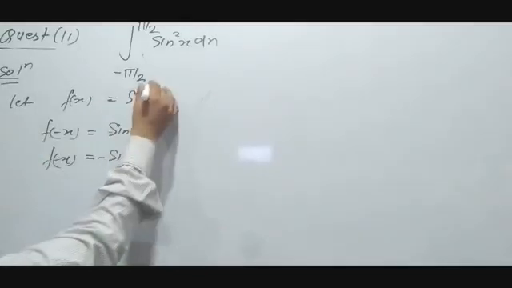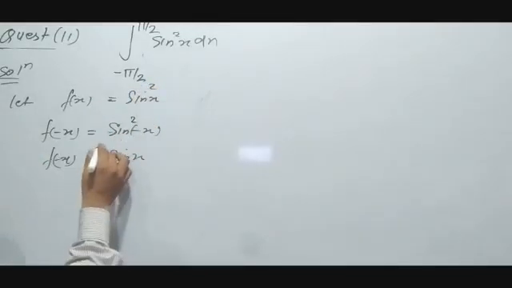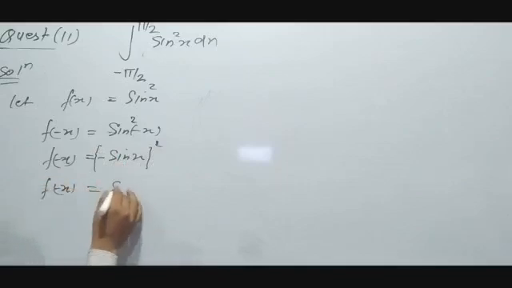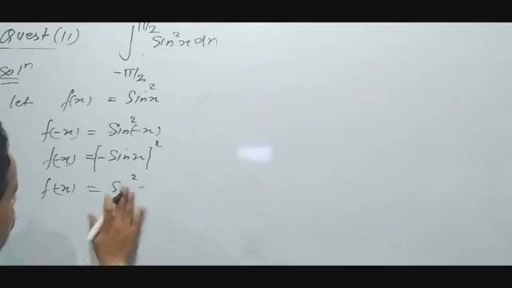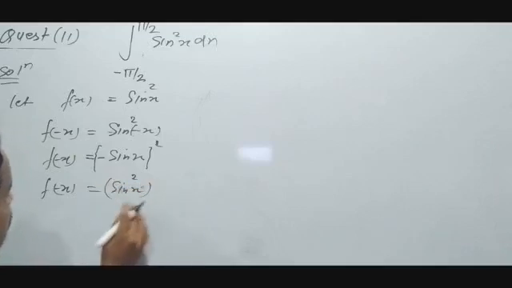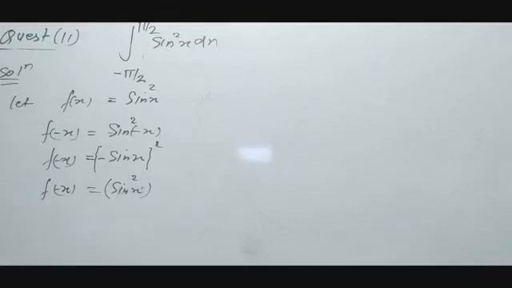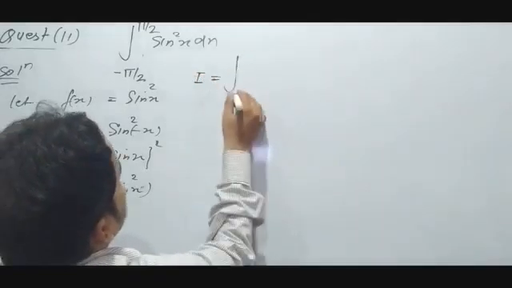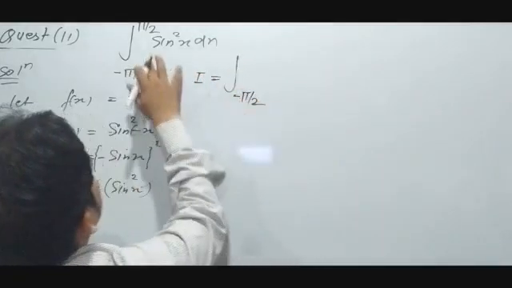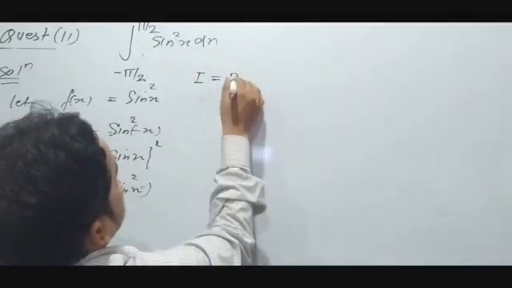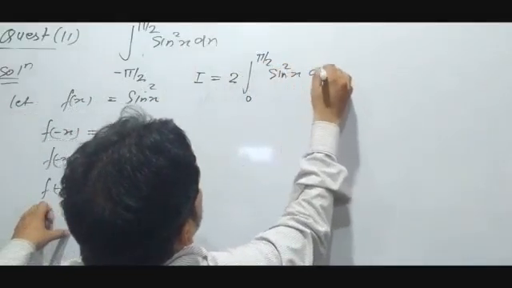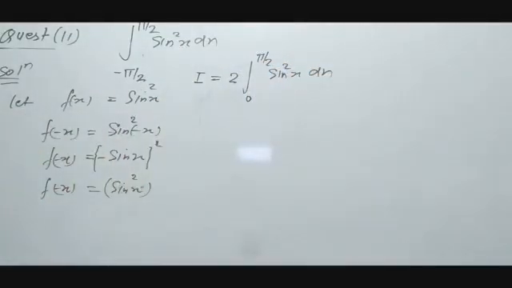Suppose you have taken sin square x, so this will be sin square x and this will be whole square, so the result will be f of minus x is equal to sin square x. So this is an even function, and now you can apply the formula. This integration, I, is equal to the integration from minus pi by 2 to plus pi by 2. We can write it as 2 times the integration from 0 to pi by 2 of sin square x dx.